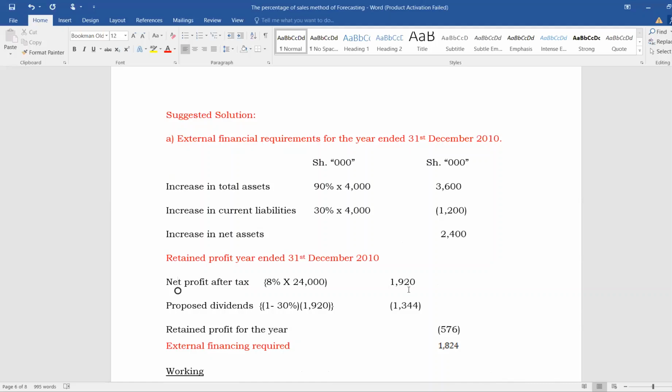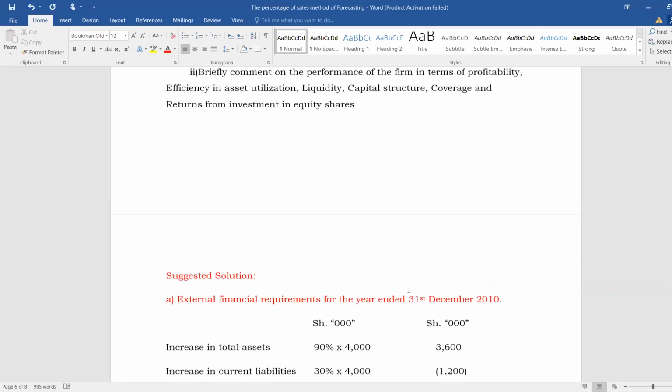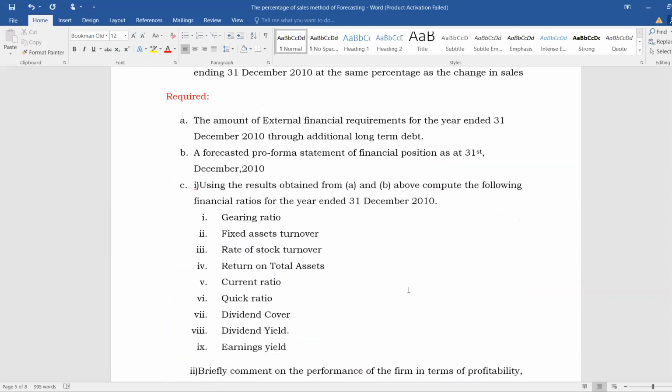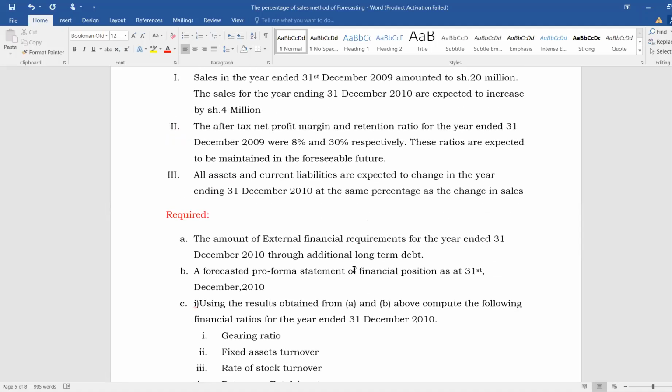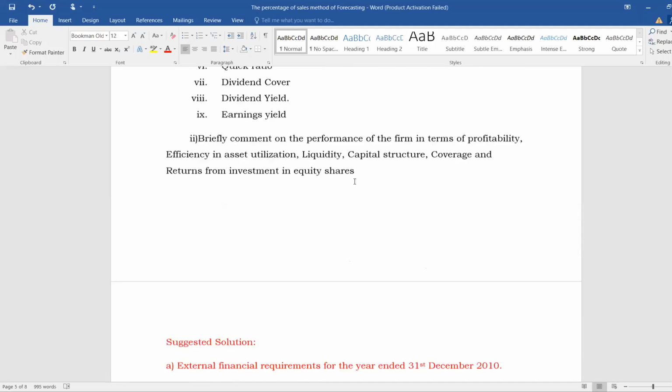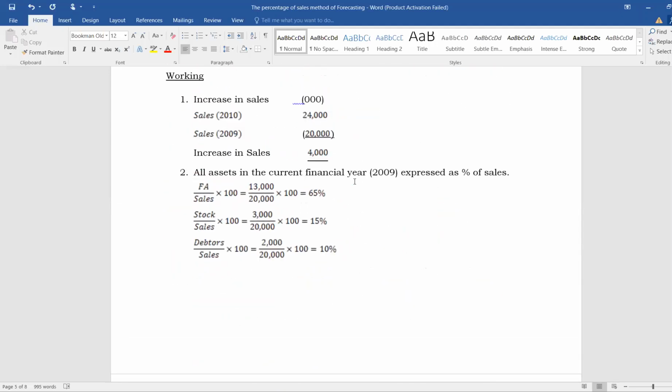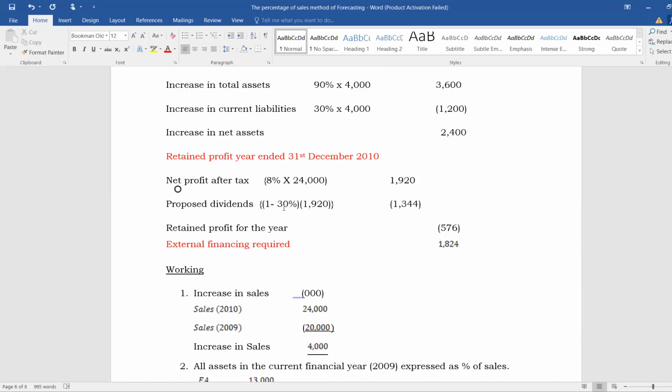Now this question clearly told us that the after-tax net profit margin and retention ratio. So 30% is the retention ratio, meaning the dividend payout is what? If the firm retains 30%, that means 70% is shared, isn't it? So that is why I say 1 minus 30%, because I'm looking for proposed dividends. 70% of the forecasted net income of 1,920. Is that 1,344?